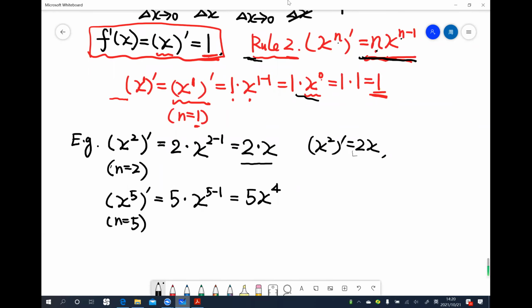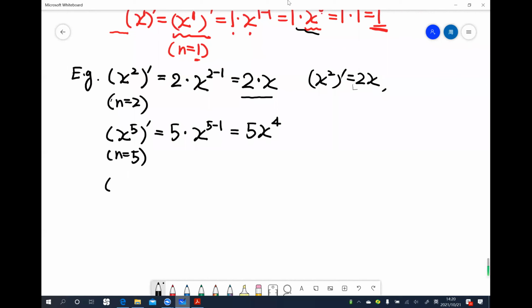And another one, that is square root of x prime equals to... Root x divided by 2. Laushi, please send your procedure on WeChat, and we will check.